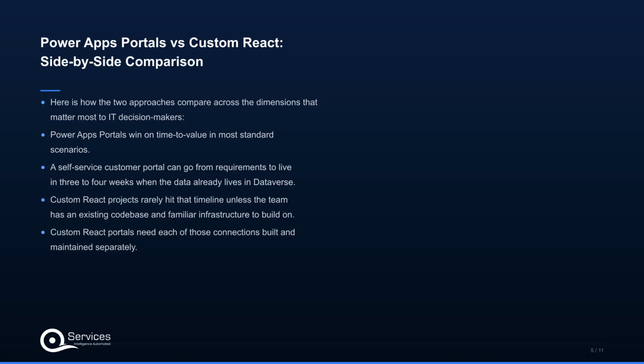If your portal needs to connect to Dynamics 365, SharePoint, and Power Automate workflows, the Power Platform connector ecosystem reduces integration work dramatically. For teams using Power Automate Consulting to design the workflow layer alongside the portal, this native integration advantage compounds significantly. Custom React portals need each of those connections built and maintained separately.